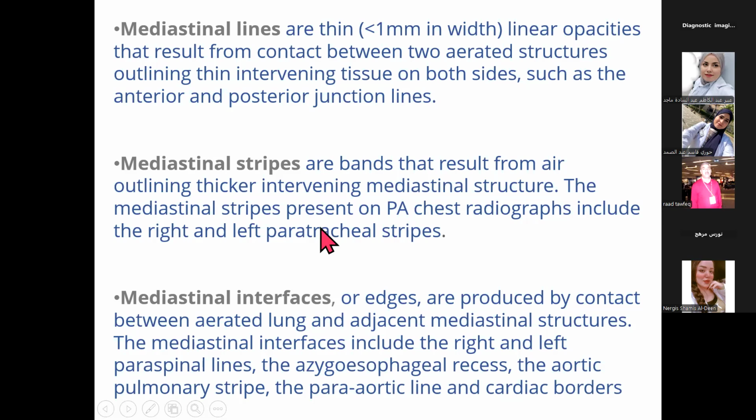Mediastinal strips represented on a PA chest radiograph include the right and left paratracheal strips. The interfaces, or edges, are produced by contact between aerated lung and adjacent mediastinal structures. The mediastinal interfaces include the right and left paraspinal, azygoesophageal, aortopulmonary stripe, and para-aortic line.